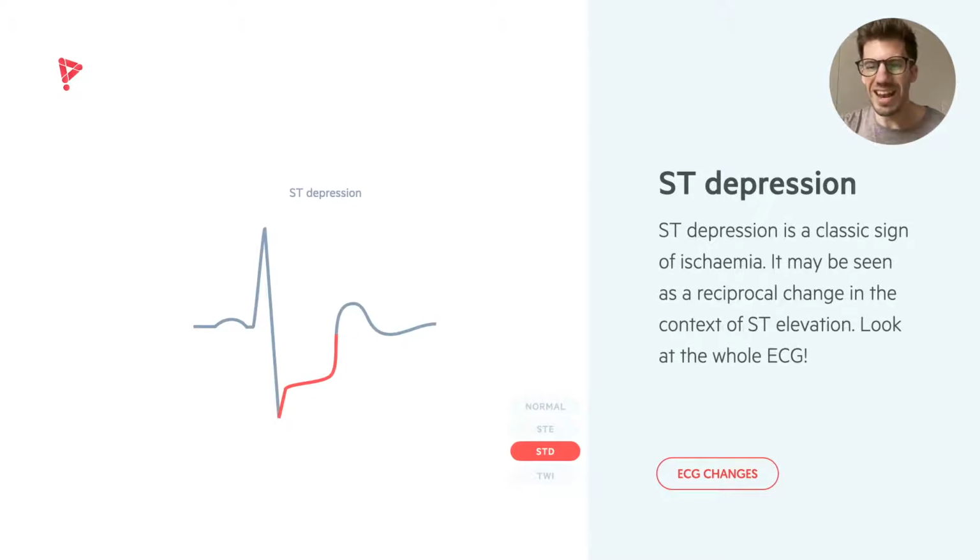ST depression is a classic sign of ischemia. It may be seen as a reciprocal change in the context of ST elevation. For example, if there's ST elevation in the anterior leads, we may see some ST depression in the inferior leads. However, if it occurs on its own, it's suggestive of ischemia and it's suggestive of an NSTEMI. So we need to look at the whole ECG.